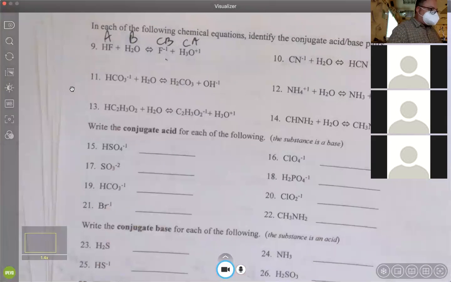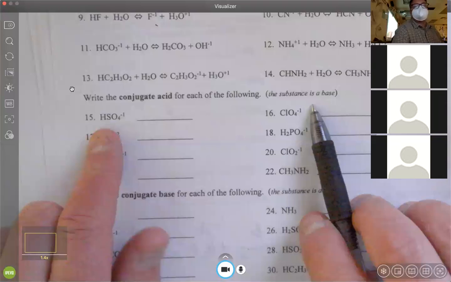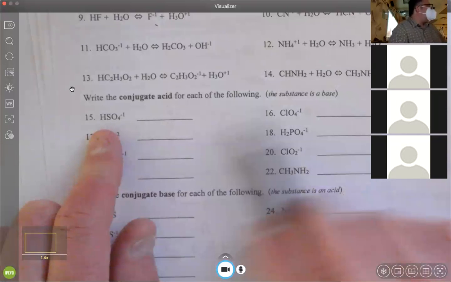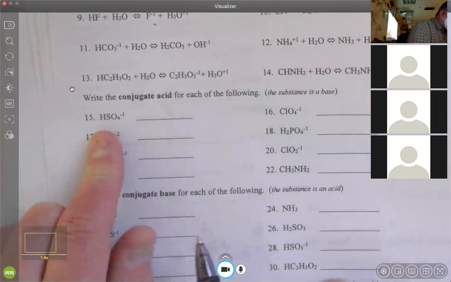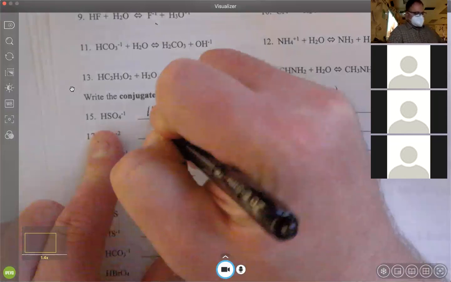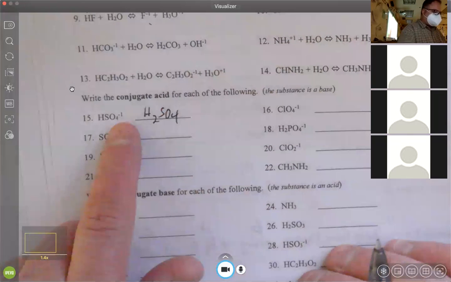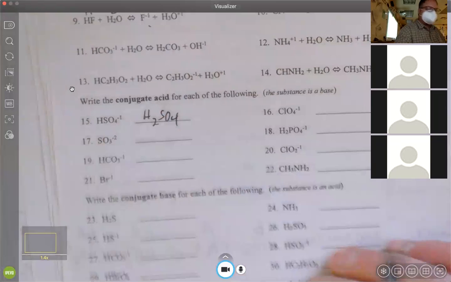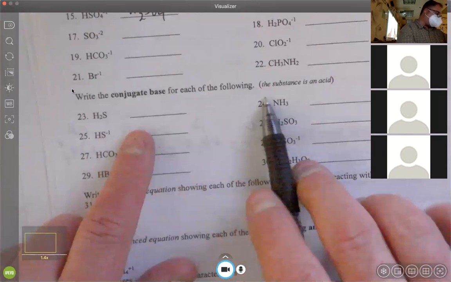You're welcome. So this substance is acting like a base. HSO4 acts like a base. What does a base do? Gains an H. So this is going to become H2SO4. What happens to the charge? It balances out, right? And in this exercise, the substance is acting as an acid. H2S is going to act as an acid. So what's an acid do?